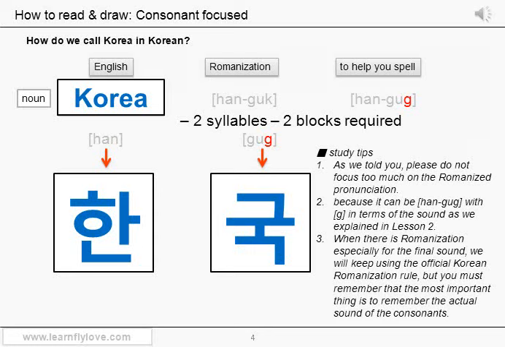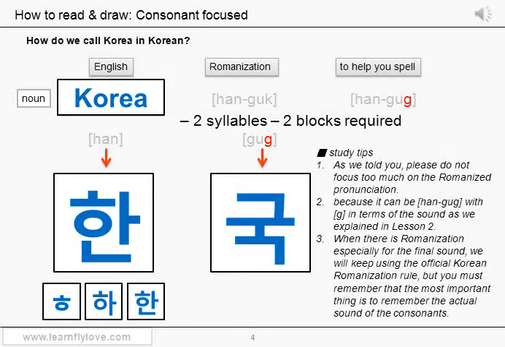You get it? Okay. And then we are going to see the words actually drawn in Hangul, and we are going to read it together, okay? So, how do we read this? The consonant h comes first, h. And then vowel a is added. And then the final n sound, like n in English, is added. So it makes h, ha, han, han sound.